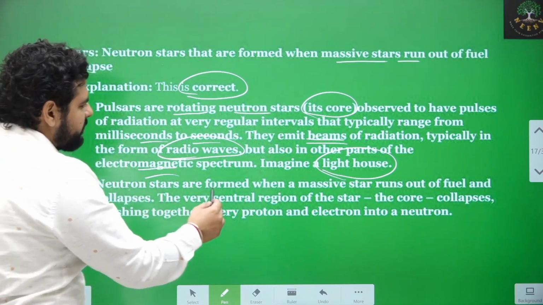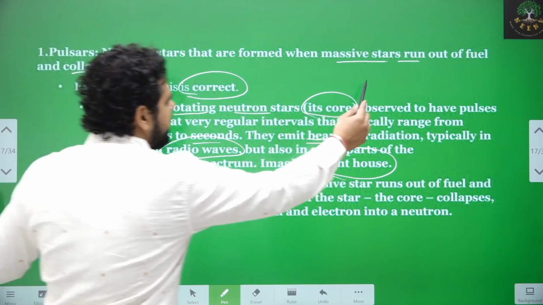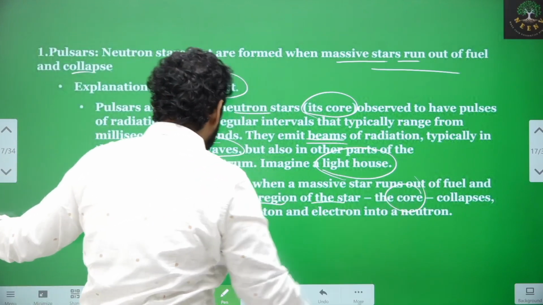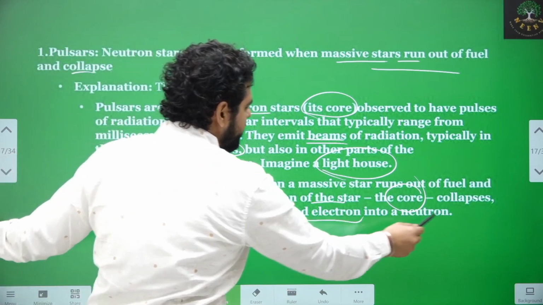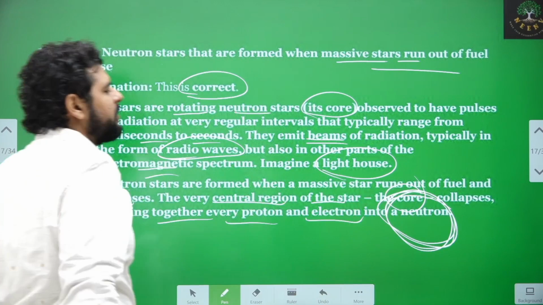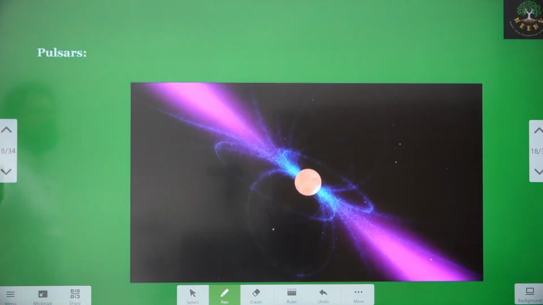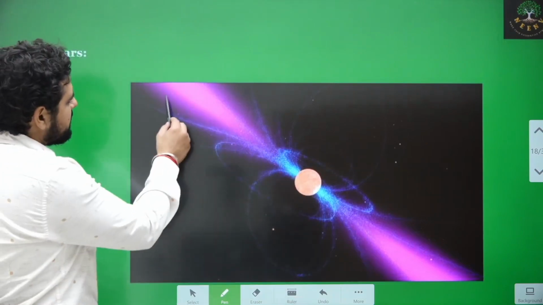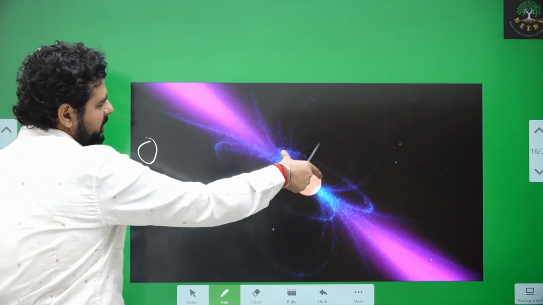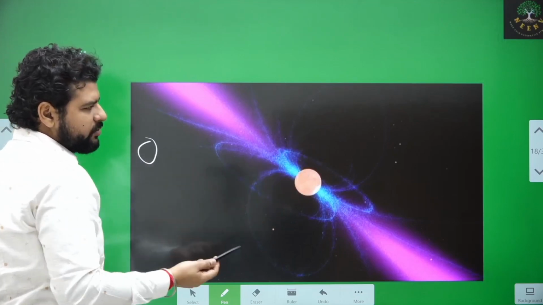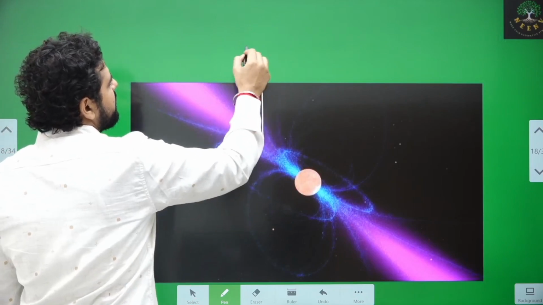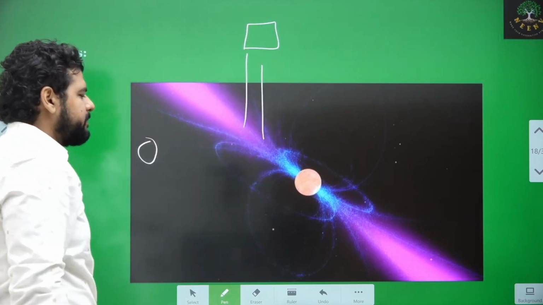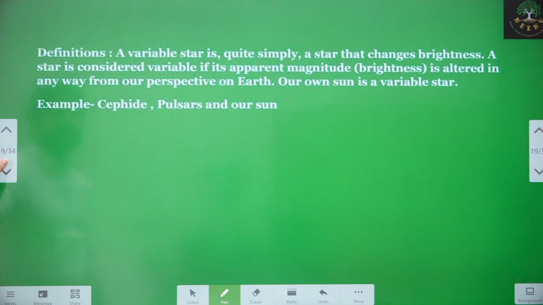Next point is neutron stars are formed when a massive star runs out of fuel, like I've written over here, and it collapses. The very central region of the star, that is the core, collapses, crushing together every proton and electron into a neutron. This is why a neutron star is formed. So pulsars look like this. They expel radiation from their poles. Let's say the earth is here. Whenever this turns like this and the radiation comes, then we'll be able to see it. Similarly, lighthouses have a circular motion at the top, and the light rotates. Just imagine a lighthouse, it will look exactly like that.